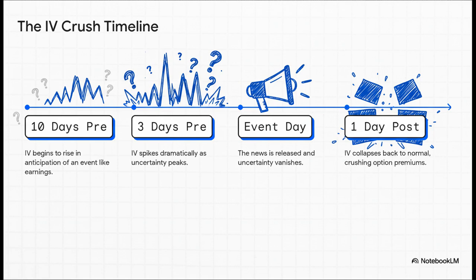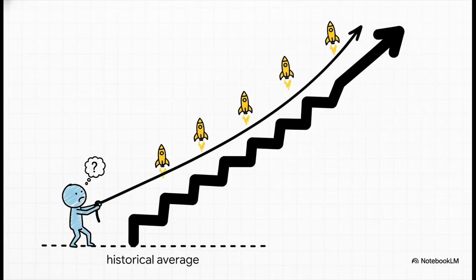Okay, the number one risk, especially for anyone buying options, is something called IV crush. Think about a big company's earnings report. In the days leading up to it, nobody knows what's going to happen, so uncertainty is sky high, and IV goes through the roof. But the second that report comes out, poof, the uncertainty is gone. IV collapses, and it can absolutely demolish the value of your options, even if you were right about which way the stock was going to move.